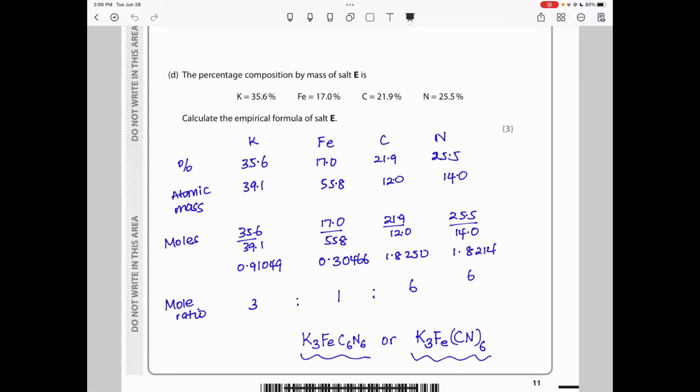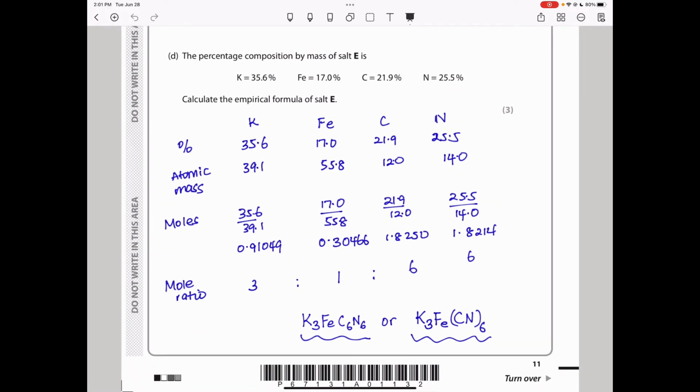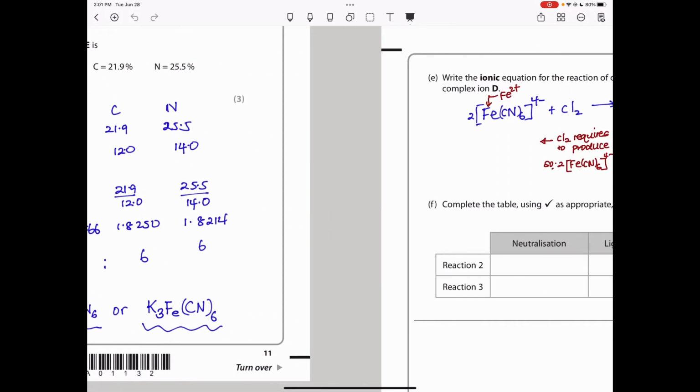Then we will divide through by the smallest number of moles, which is this. That divided by that gives us 1. This divided by that gives us 3. That divided by that gives us 6. While that divided by that gives us 6. So in the end, we have potassium 3, iron 1, carbon 6, and nitrogen 6. If you summarize it, you could write it like that or write it like that. They are both acceptable. So this is salt E. I will continue to the next part of this question.